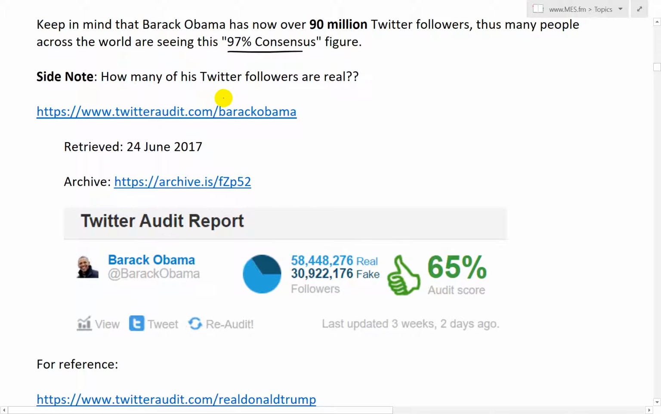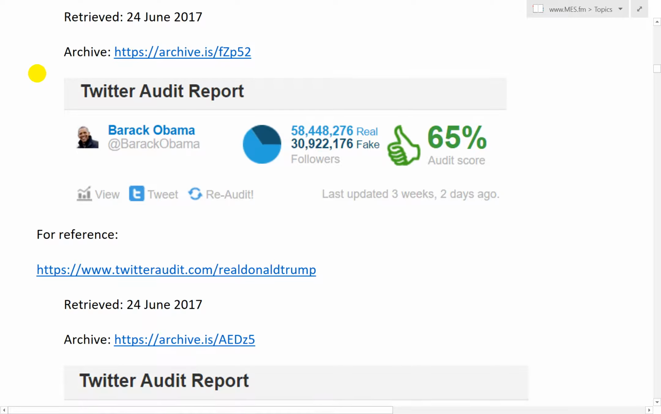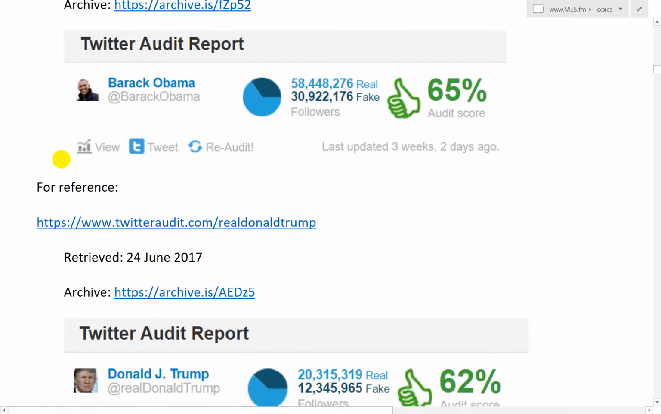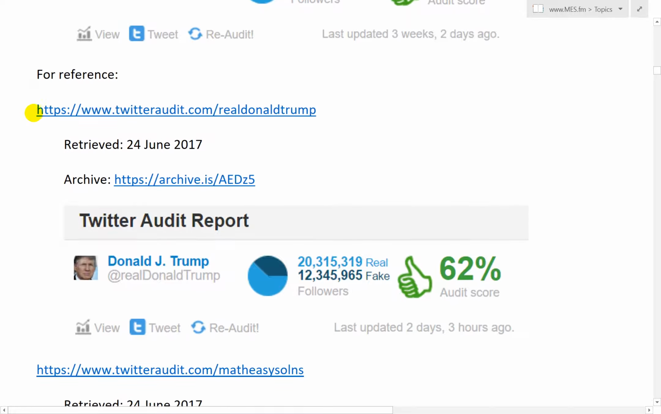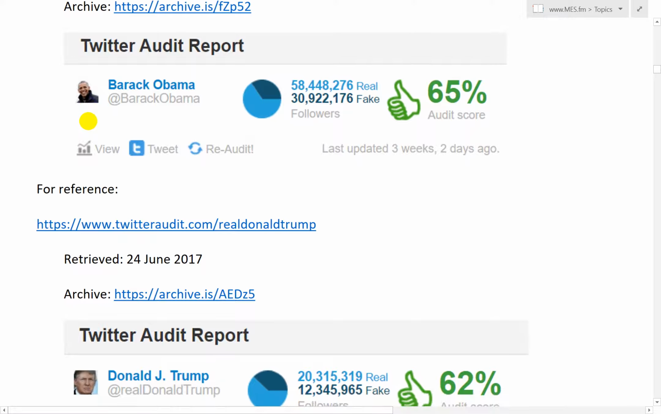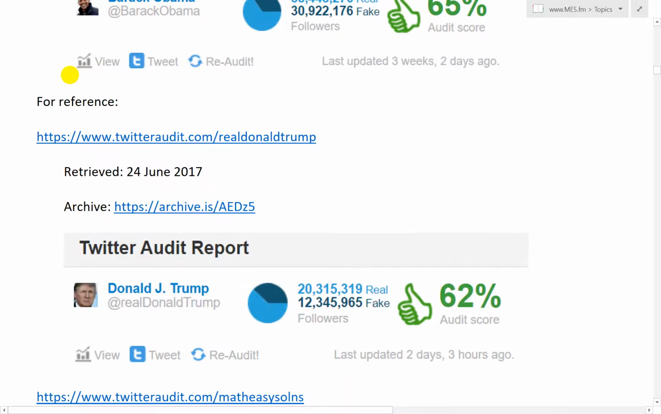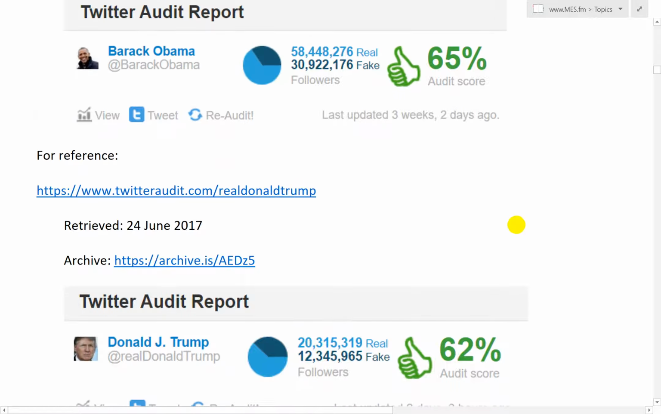Side note: how many of his Twitter followers are real? I just wanted to check. If you go to twitteraudit.com, their score is 65%, so about 30 million fake, 58% real. So it isn't 90-ish. It's more like 58 there. And that site checks how often the users log in, etc., and how active they are, how many followers they have, if they're likely bots following it, and whatnot.